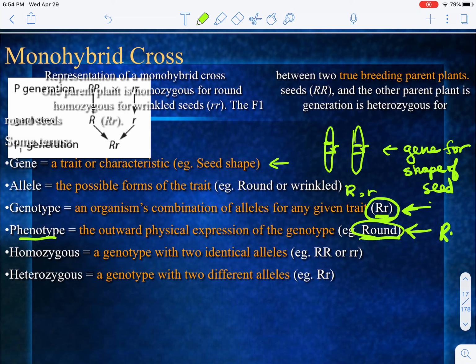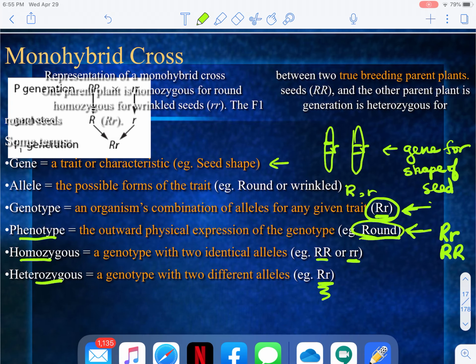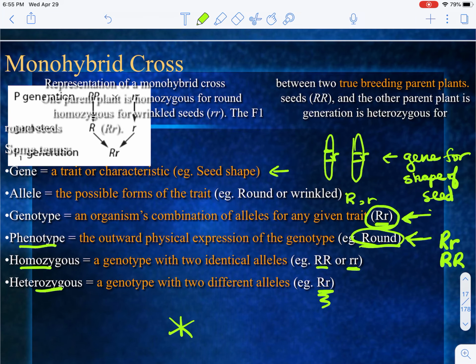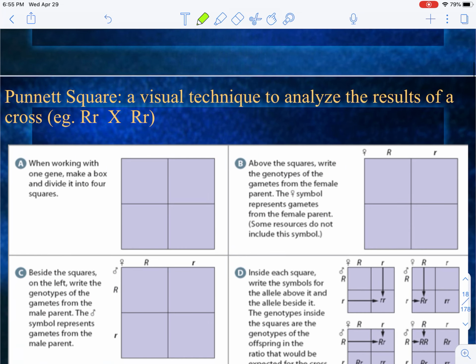So with this gene combination, they will look round because they have one round allele, and round is dominant. So a plant that has either a heterozygous or homozygous dominant combination will be round. Homozygous means that there is 2 of the same, either 2 round genes or 2 wrinkled. Whereas heterozygous is the same as hybrid. It means there is 1 of each. Those are some terms that will be important to review and understand as we go on in crosses.